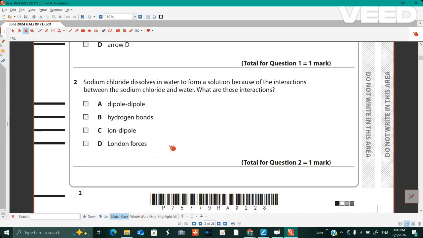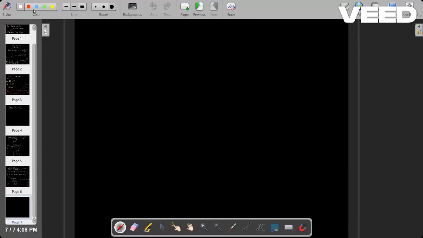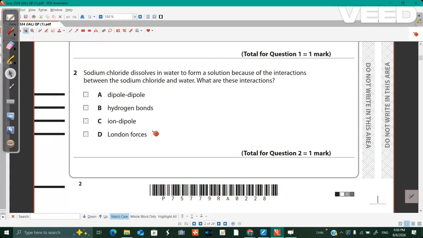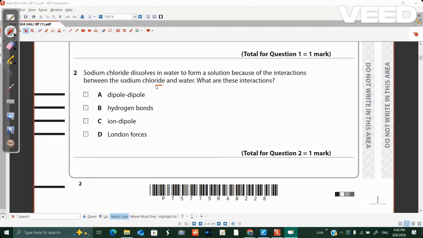Sodium chloride dissolves in water to form solution because of the interaction between sodium chloride and water. What are these interactions? So sodium chloride means it is what? It is an ionic lattice. So when it is getting dissolved, you have ions. So when in water you have the strongest interaction is hydrogen bond.